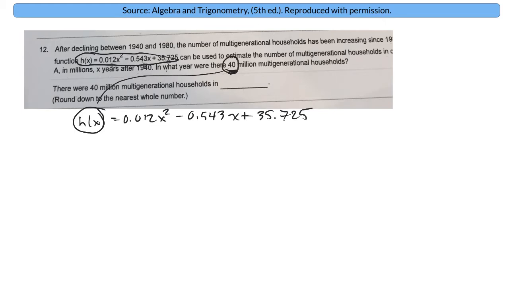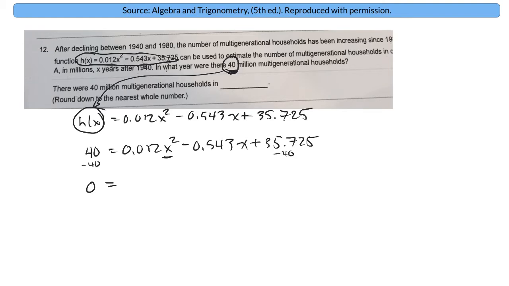So I can plug that 40 in wherever I see an h of x. So it'll be 40 is equal to 0.012x squared minus this. And now I want to solve for x. Now to do that, since it's a quadratic, I need to make it equal to 0. So I'll subtract 40 on this side, subtract 40 on this side. So 0.012x squared minus 0.543x plus, well, that'll be a minus 4.275, I think.